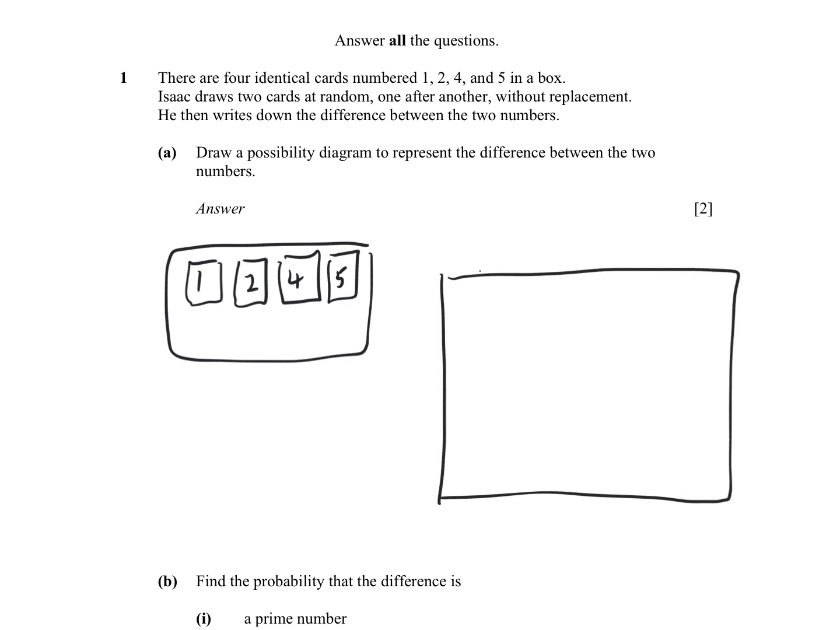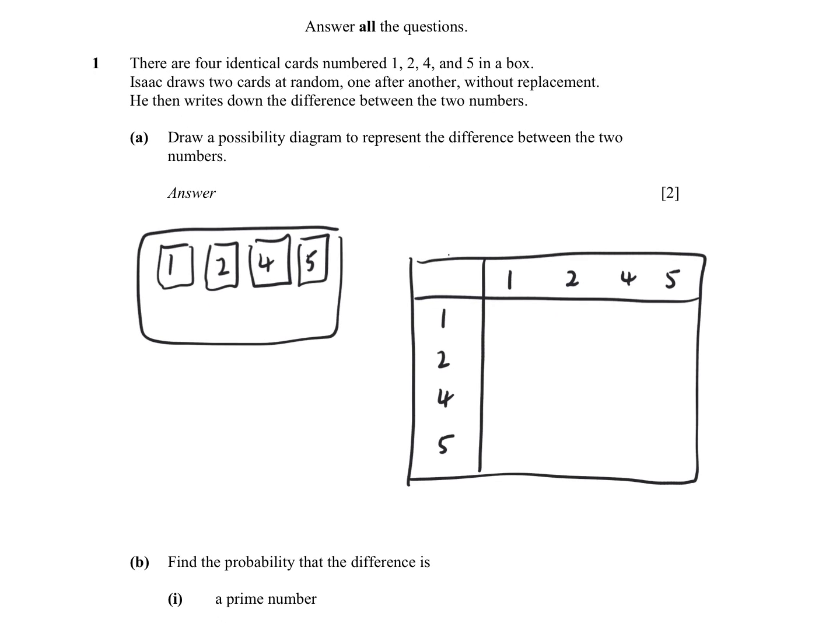They want a possibility diagram, so let's draw that out. 1, 2, 4, 5 and 1, 2, 4, 5. They want you to represent the difference between the 2 numbers. If I pick the first one as 1, there's no chance I can pick the second one as 1. So the diagonal entries are all impossible. That's the first thing you need to note.